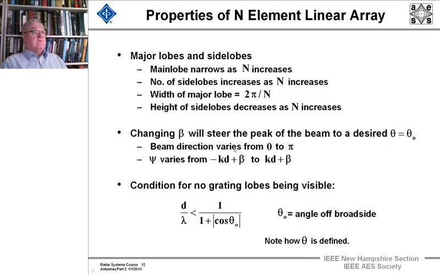And the beam direction varies from 0 to pi, and psi varies from minus kd plus beta to kd plus beta. And there's the condition for no grating lobes, and I'm going to get into a minute about what grating lobes are and how they come about, is that d over lambda is less than 1 over 1 plus the magnitude of cosine of theta 0, where theta 0 is the angle off broadside that you're moving the beam. And that's how theta 0 is defined.